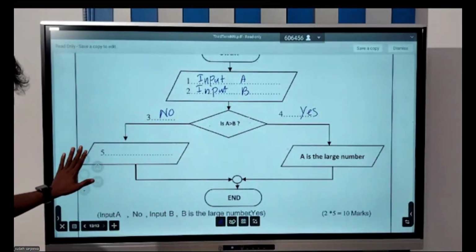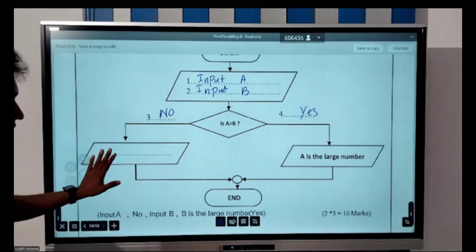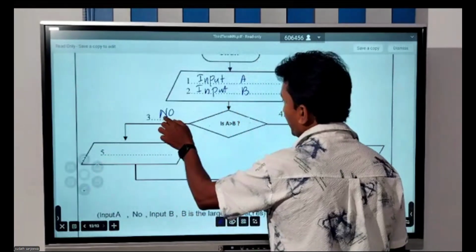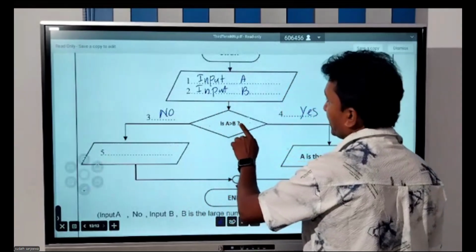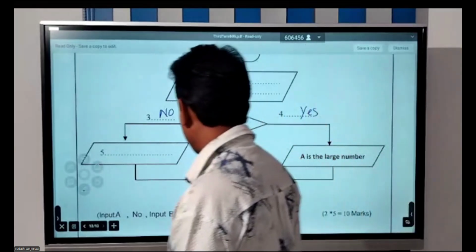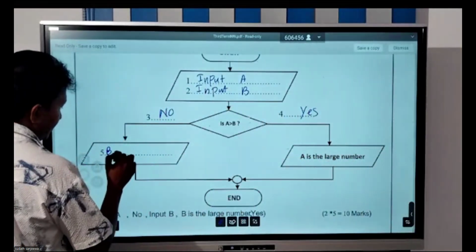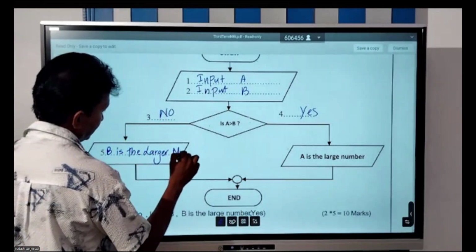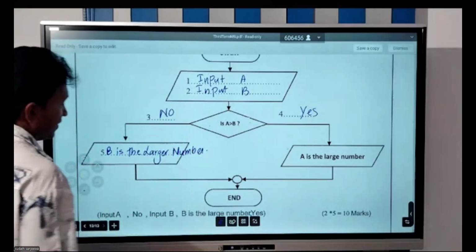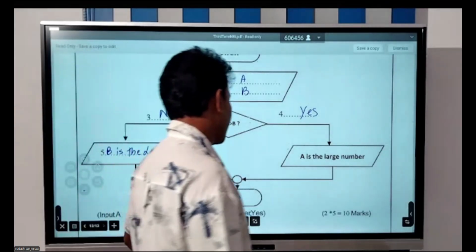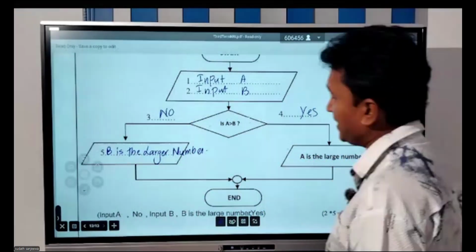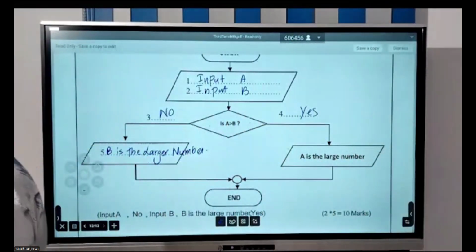Then 5. B is the larger number. If this condition is false, this condition is no, meaning A is not greater than B, then B is the larger number. Right? Got it? That is how we fill these blanks.